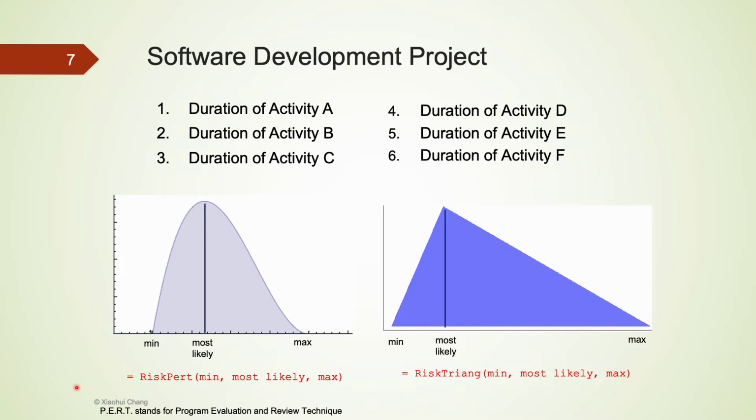Using the minimum, maximum, and most likely information for each activity, we can use the risk PERT and risk triangle functions to generate the duration of each of the 6 activities. Both risk PERT and risk triangle take 3 arguments. The first argument is minimum, the second is most likely, and the very last one is maximum. Strictly speaking, the risk PERT and the risk triangle are 2 different kinds of random number generators. But for our class, we make no distinction between the 2 and use them interchangeably.